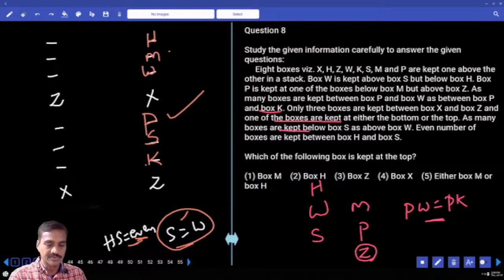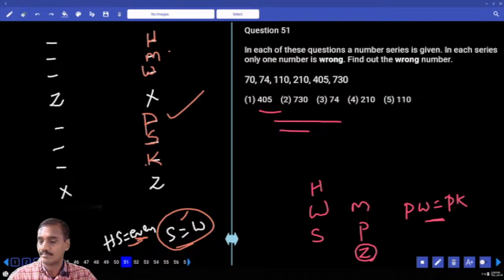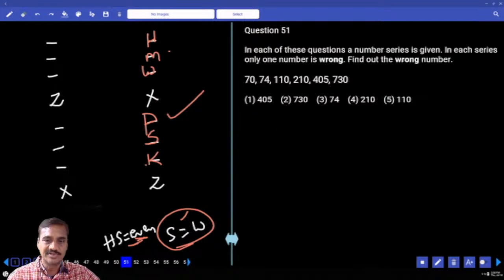Now in this 51 to 55, now 70, wrong number. 70, 74 and 110. What should we do? We need to go for differences. What is the difference we have? 4. 74 and 110 difference is how much? Now 26 plus 10, that is 36. And 110 and 210, what is the difference we have? Now 4 and 36 can be written as 2 square and 6 square.